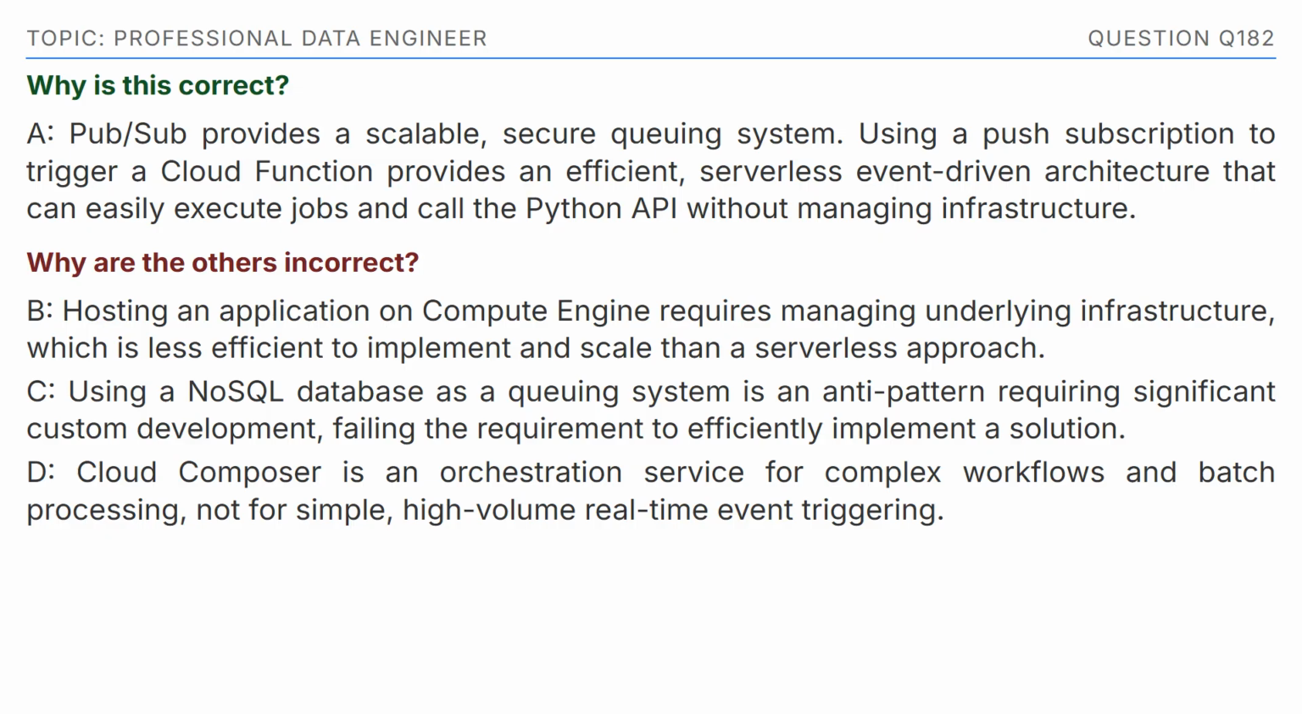Why are the others incorrect? B. Hosting an application on compute engine requires managing underlying infrastructure, which is less efficient to implement and scale than a serverless approach. C. Using a NoSQL database as a queuing system is an anti-pattern requiring significant custom development, failing the requirement to efficiently implement a solution. D. Cloud Composer is an orchestration service for complex workflows and batch processing, not for simple, high-volume real-time event triggering.